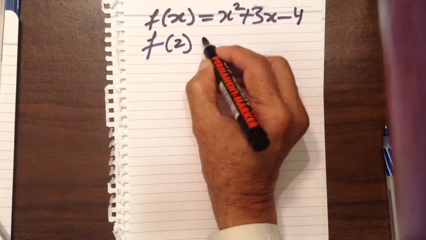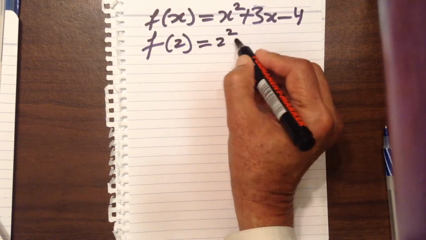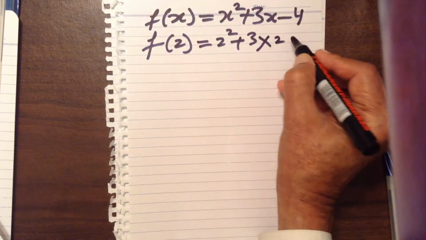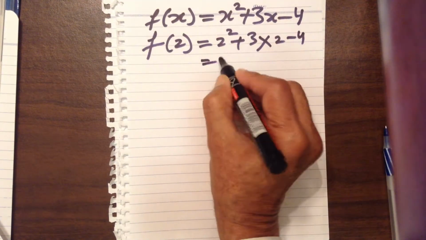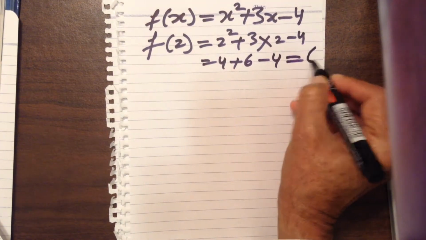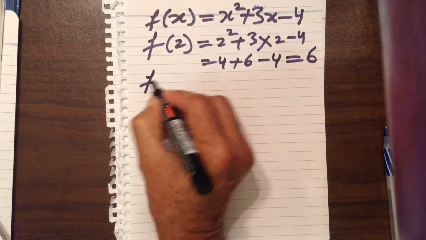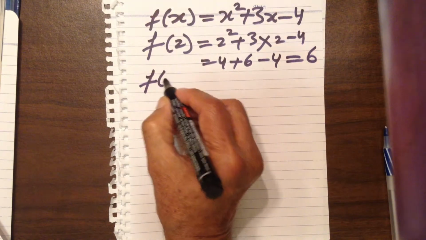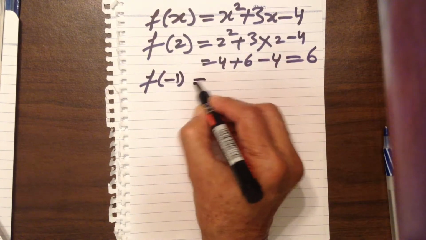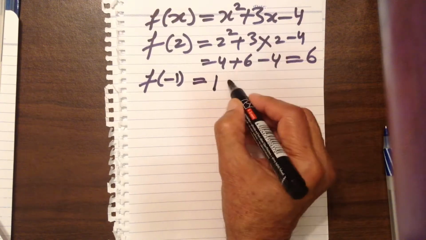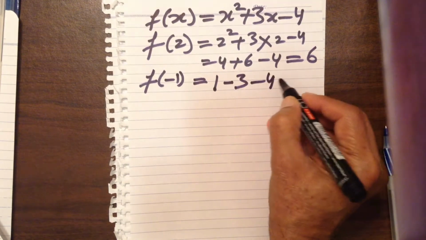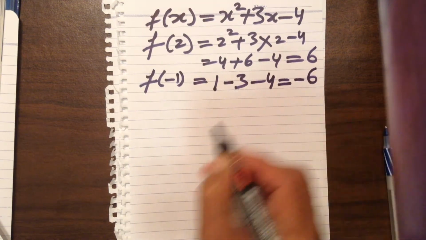So we replace x by 2 and we will get 2 square plus 3 times 2 minus 4. This is equal to 4 plus 6 minus 4, and the net result is 6. The second part is f of minus 1. So we replace x by minus 1. X square will give me 1, 3x will give me negative 3, and minus 4 will be minus 4, and the net answer is minus 6.